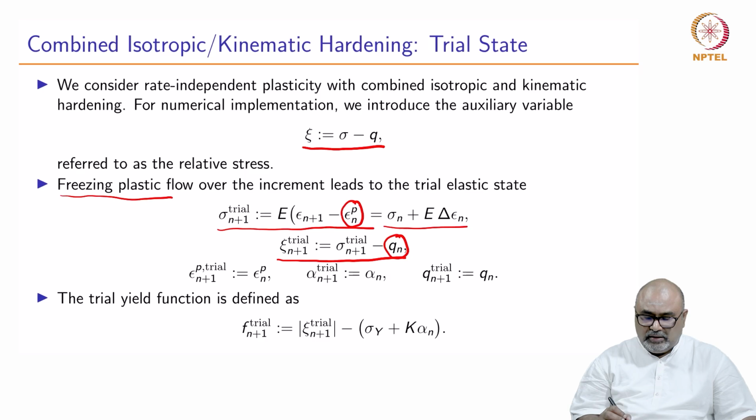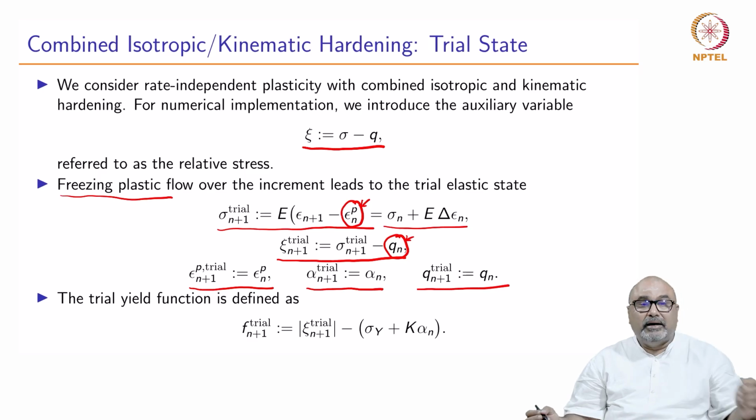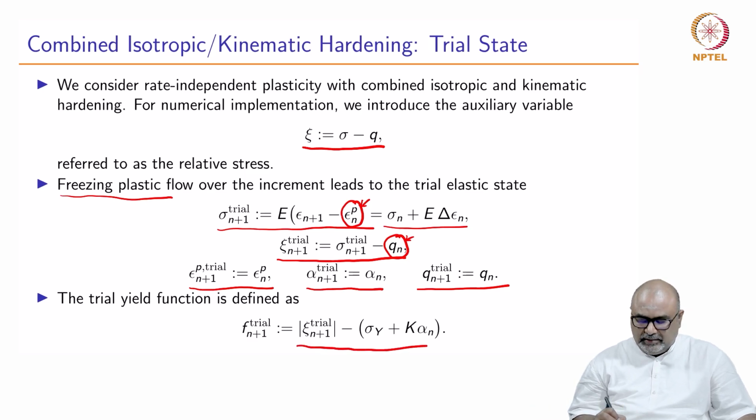Therefore, the q value, the backstress value, is taken from the previous converged equilibrium value, which is taken as q n, just like how we have taken epsilon n p. Epsilon n plus 1 p trial is defined as epsilon n p, alpha n plus 1 trial is taken as alpha n, and q n plus 1 trial is taken as q n. The trial yield function f n plus 1 trial is defined as xi n plus 1 trial minus (sigma y plus k times alpha n).